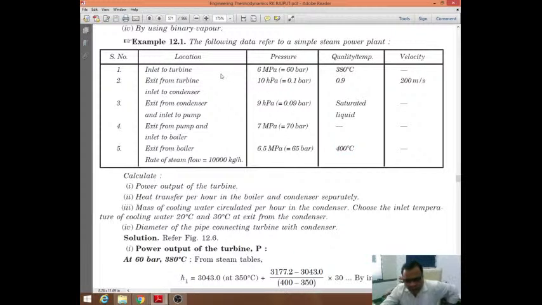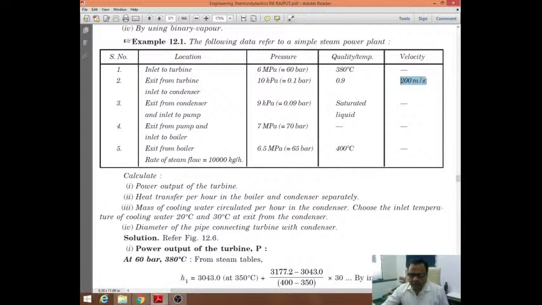So what we have to do is use all these temperature and pressure values for finding the respective enthalpies. Another important thing given here is the steam flow rate, which is 1000 kilograms per hour. Another value available here is the velocity of the steam when it enters the turbine.